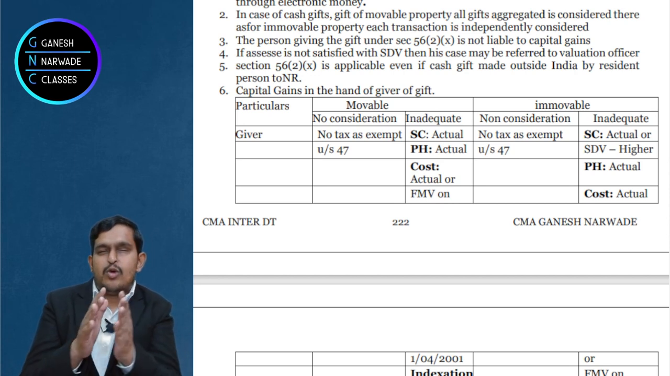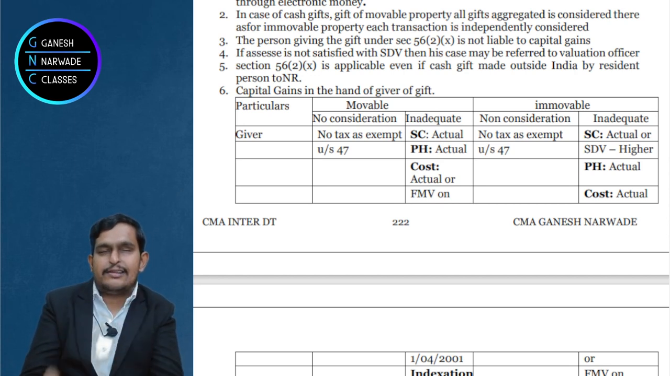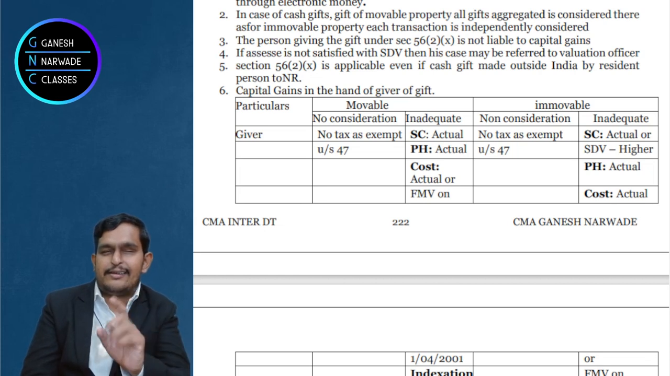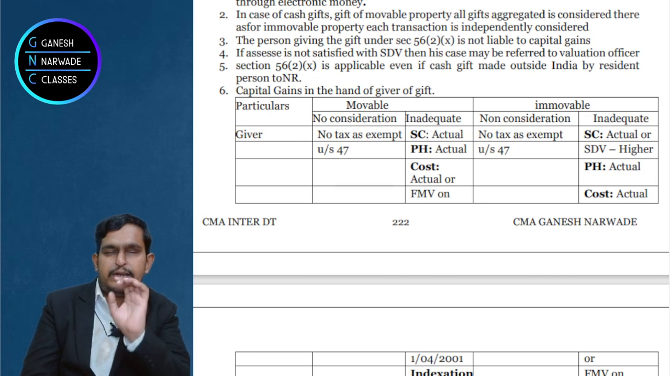Suppose I am giving movable property for inadequate consideration to you. What will happen to you, we already discussed under the other sources chapter. But what about capital gains to the giver? Because of inadequate consideration, some consideration is there, right? So for movable property, it is very easy. Whatever sale consideration is there, I'll take that as sale consideration. Transfer expenses will be deducted, and net sale consideration arrived at.